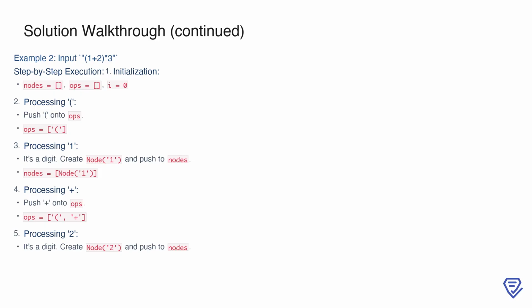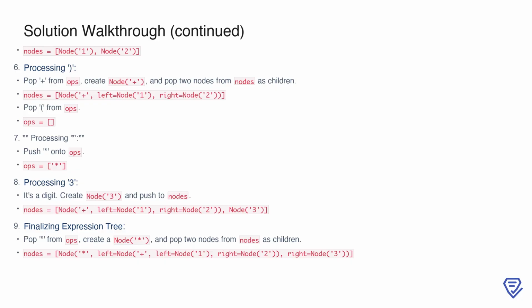Then, we encounter the digit 2. As before, we create a node for 2 and push it onto the node stack as well. At this point, the node stack contains nodes 1 and 2. When we encounter the closing parenthesis, we know it's time to finalize the sub-expression. We pop the plus operator from the ops stack and create a node for it.